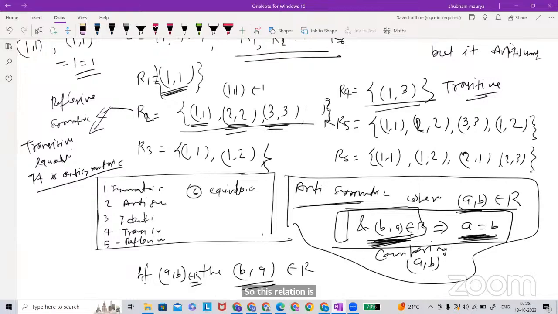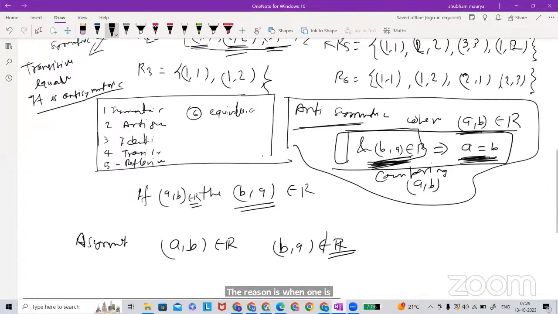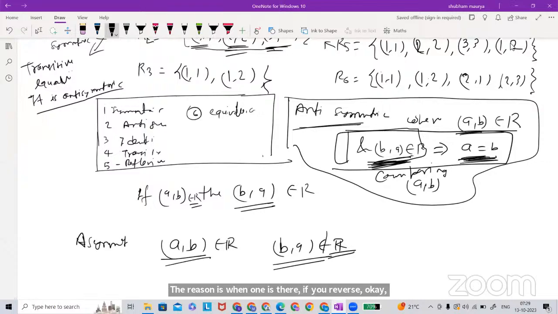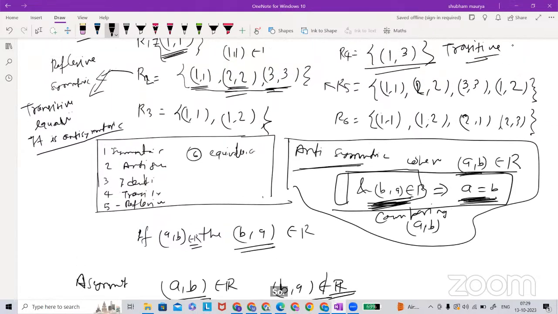Even if you erase that 1, 2 also, this relation is not asymmetric. The reason is 1, 1 is there. If you reverse it again, you will get 1, 1. But asymmetric says if AB is there, then BA should not be there. So for asymmetric, we have to check all the elements. Like 1, 2 is there, so 2, 1 was not there. For any relation on a set, you have to check with every element.